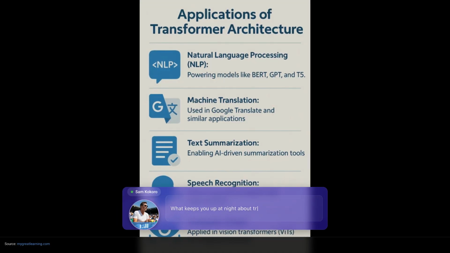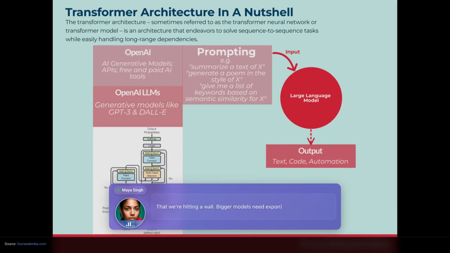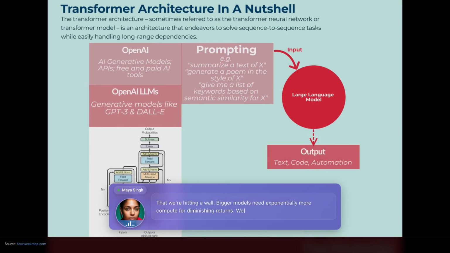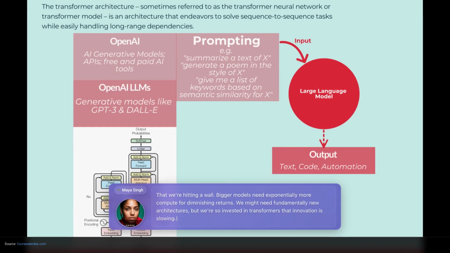What keeps you up at night about transformer architectures? That we're hitting a wall. Bigger models need exponentially more compute for diminishing returns. We might need fundamentally new architectures, but we're so invested in transformers that innovation is slowing.